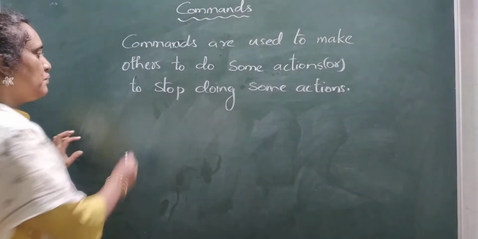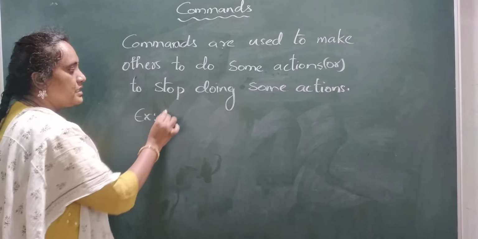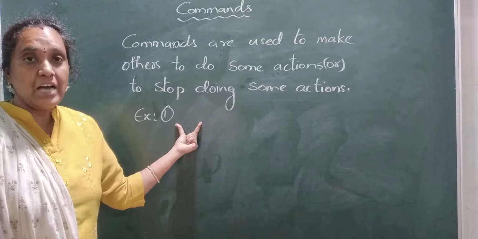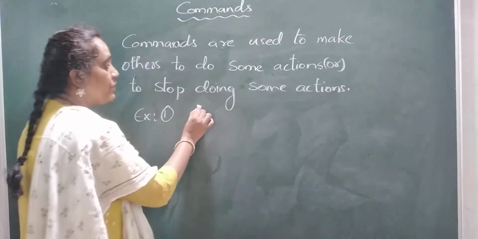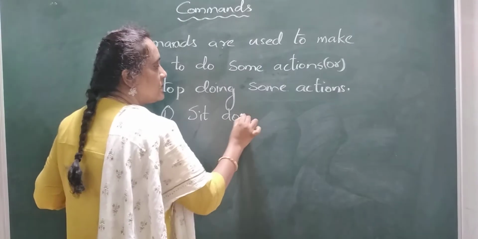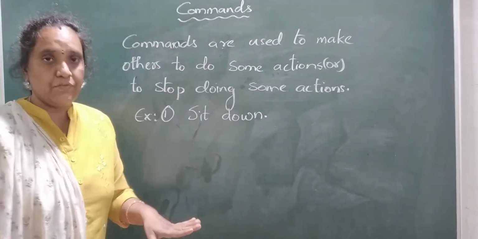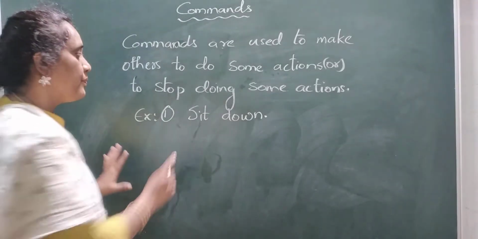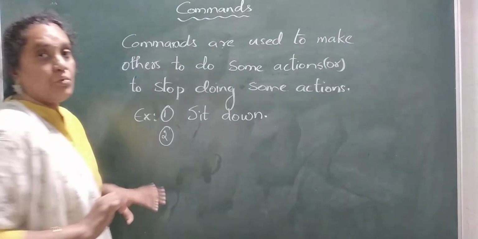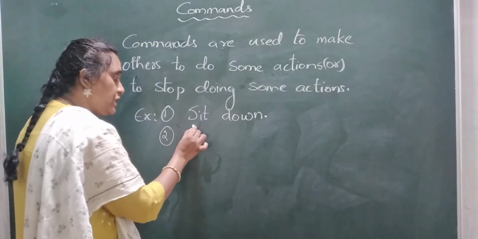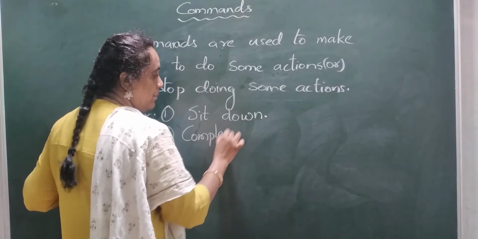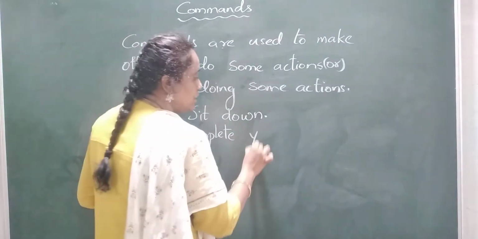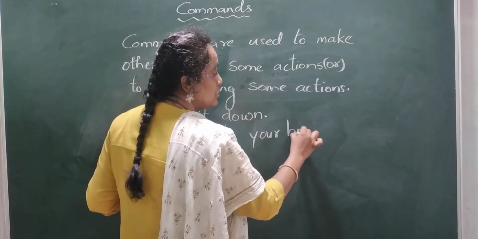So let us see some examples of commands. The commands we use will start with a verb. We can say, sit down. So we make others sit. When we say sit down, they will sit. They are doing one action, to sit down. Write your homework, or complete your homework. Complete is also a verb. Sit is an action word. Complete is an action word.